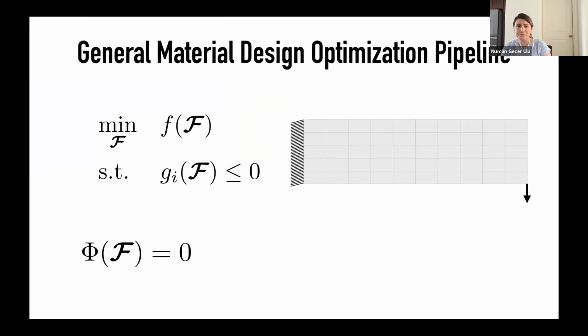Let me go over the general material design optimization pipeline. Generally, we have an objective function and constraints defined on a discretized domain, such as this grid you are seeing here. And most of the time, our design problem is coupled with an analysis. Most of the time, this is the most costly part of the design problem. For example, even if we are using the linear finite element analysis and structural topology optimization, this is the most costly part. And this part could also involve some complex physics.